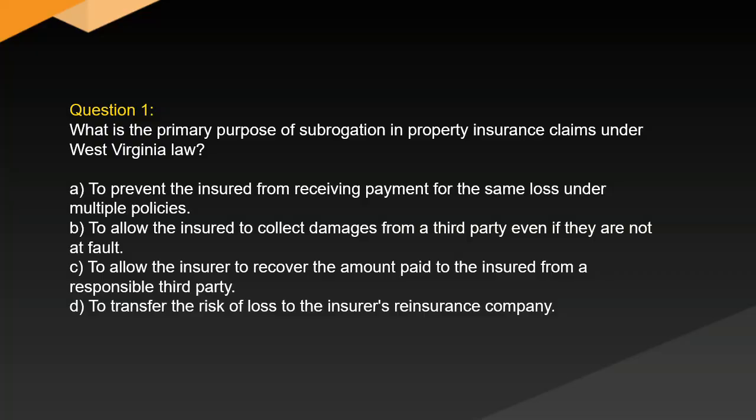Question 1. What is the primary purpose of subrogation in property insurance claims under West Virginia law? A. To prevent the insured from receiving payment for the same loss under multiple policies. B. To allow the insured to collect damages from a third party even if they are not at fault. C. To allow the insurer to recover the amount paid to the insured from a responsible third party. D. To transfer the risk of loss to the insurer's reinsurance company.